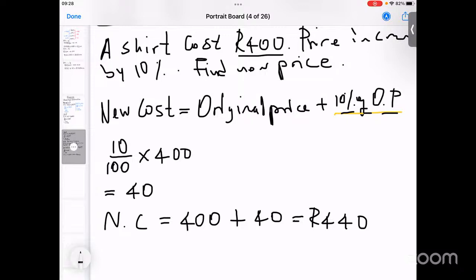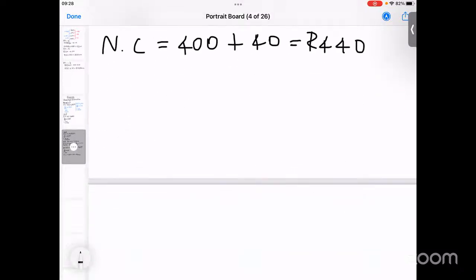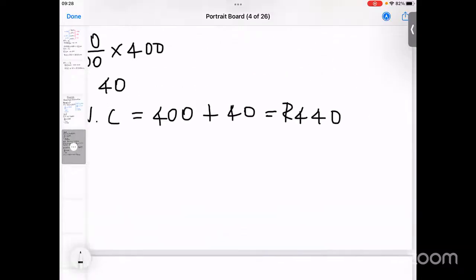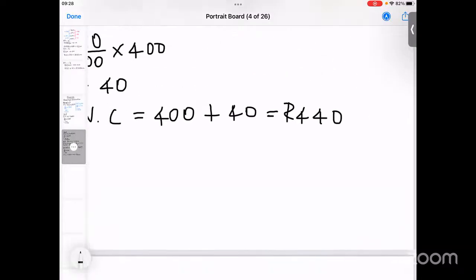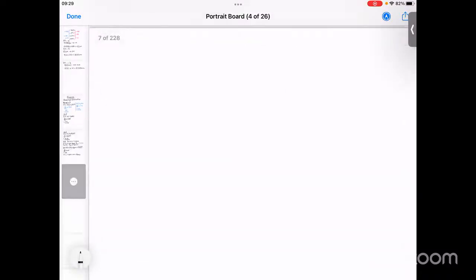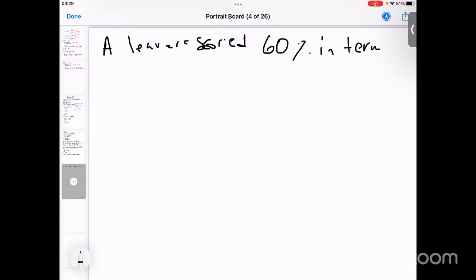So maybe let's look at another example whereby under this example, what are we going to do? Let's say maybe a learner scored 60% in term 1. Okay, so this is what happens. A learner scored 60% in term 1.